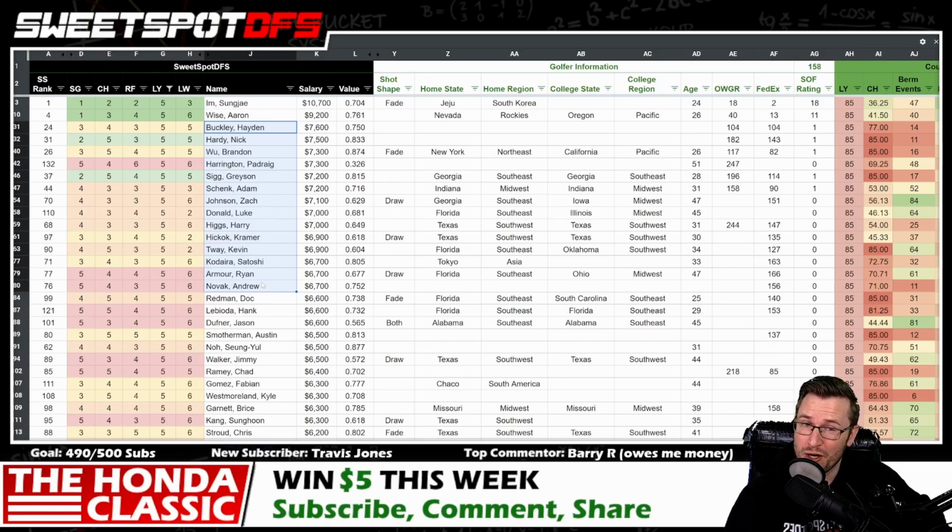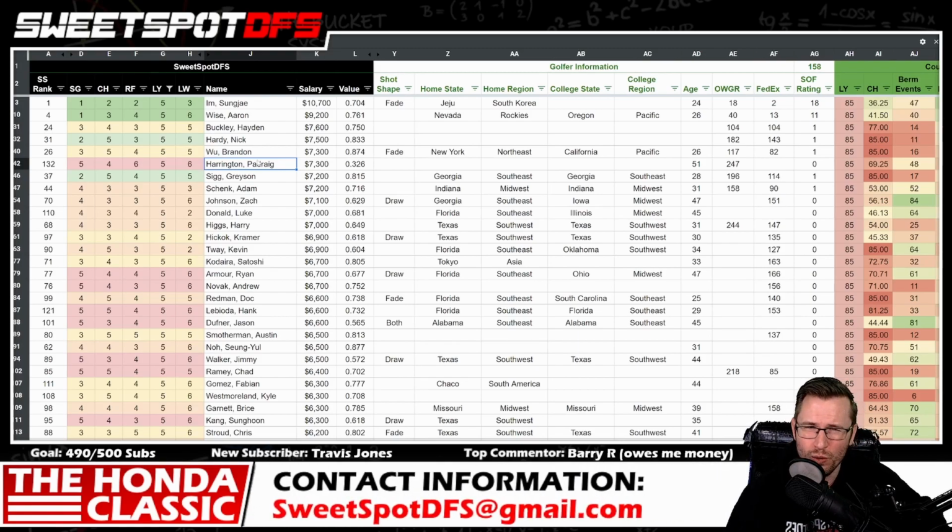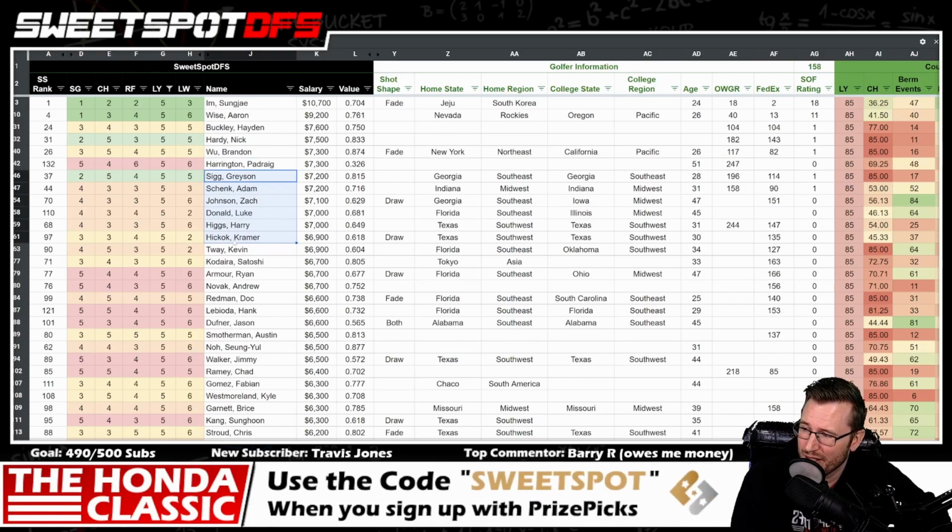A lot of these names aren't sexy. I'm not going to play Patrick Harrington, although he has played well here not too long ago. He's just too old. I'm joking, but there's no upside in playing Patrick Harrington. I don't like any of these guys, if I'm being honest. Now that I see their names, I don't like any of it.